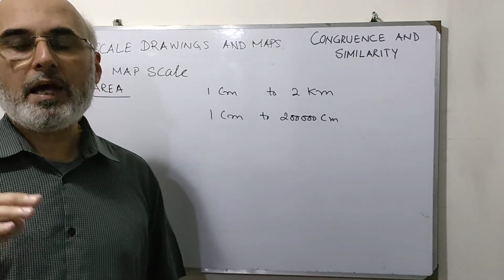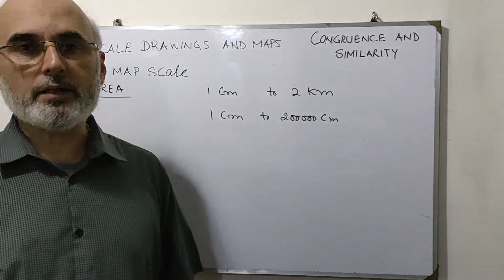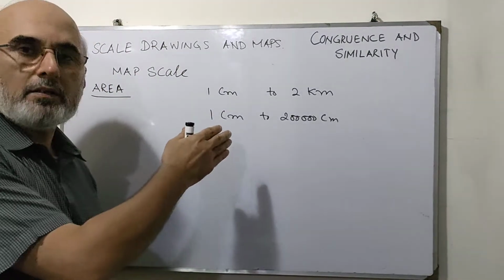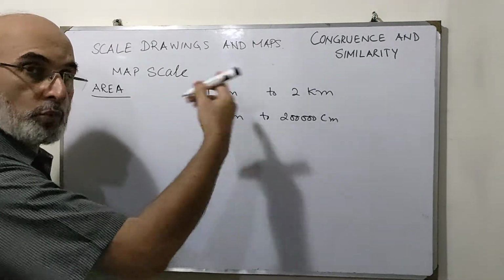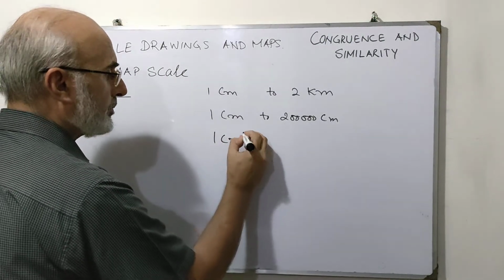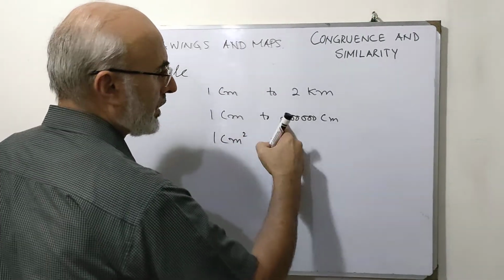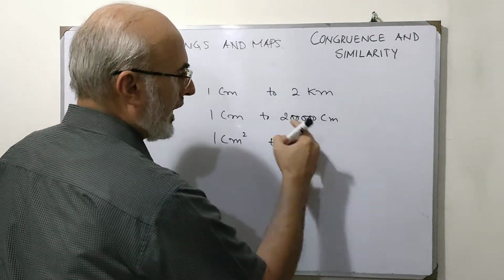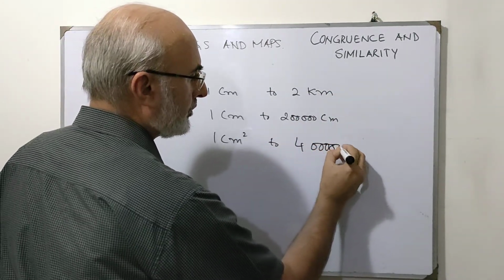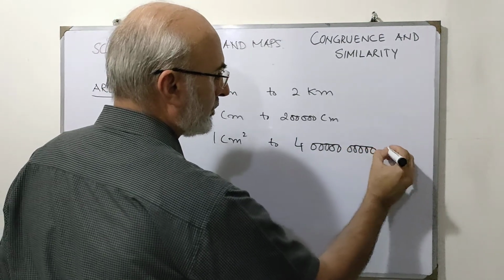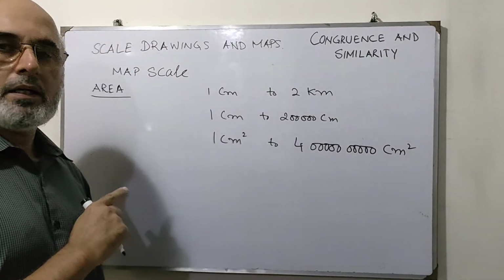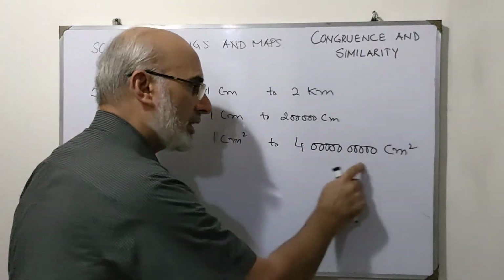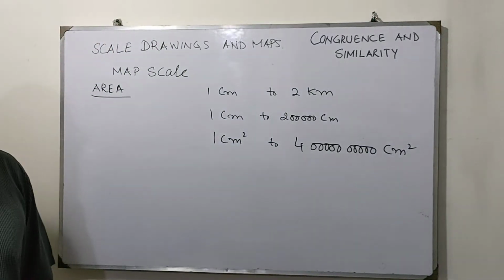Okay, now if we want to calculate the area, we want to know if there is a certain area on the map, what area of the actual land it is representing. So we have to convert this simple scale to the scale which represents an area. So squaring it, 1 centimeter square to 2 into 2 is 4, and then zeros, centimeter square. So 1 centimeter square on the map is representing this much area in centimeter square on the land.